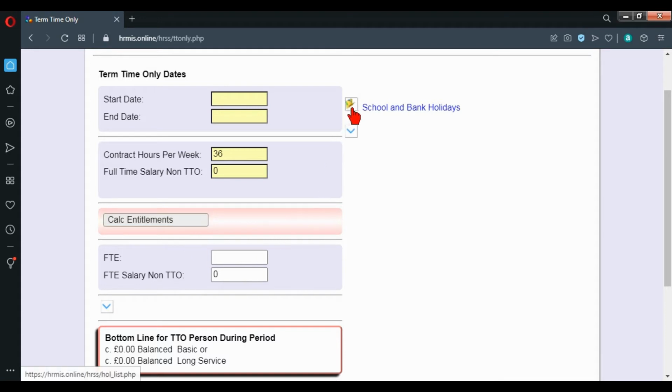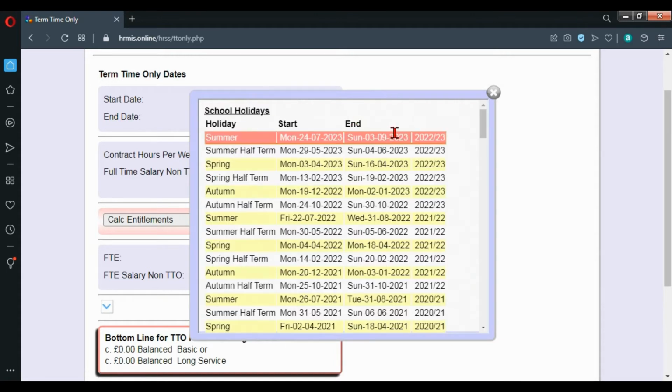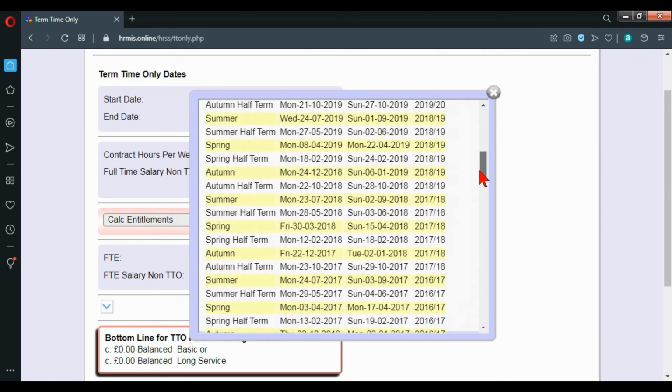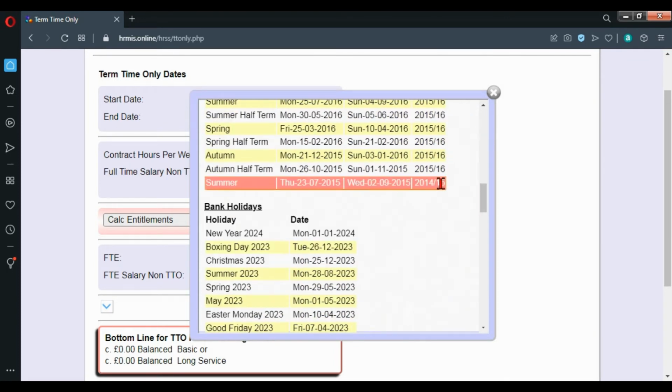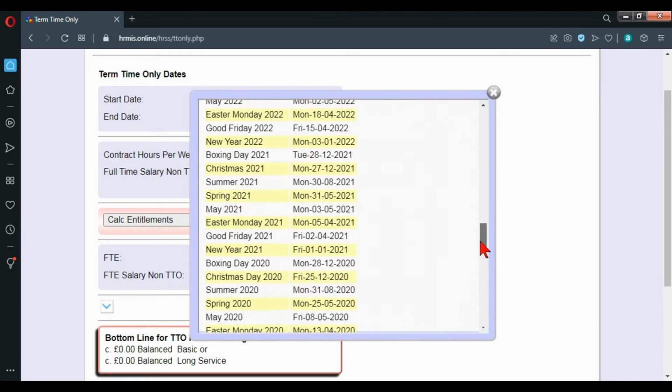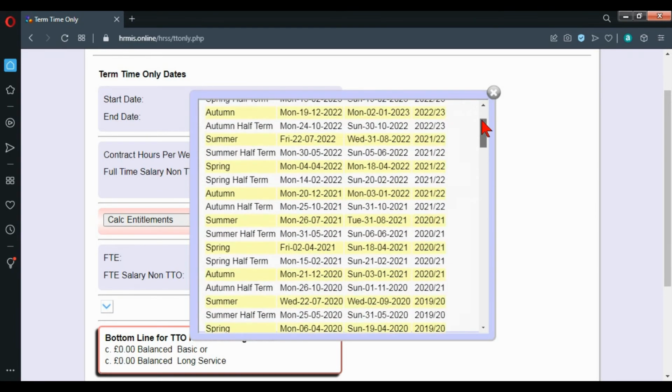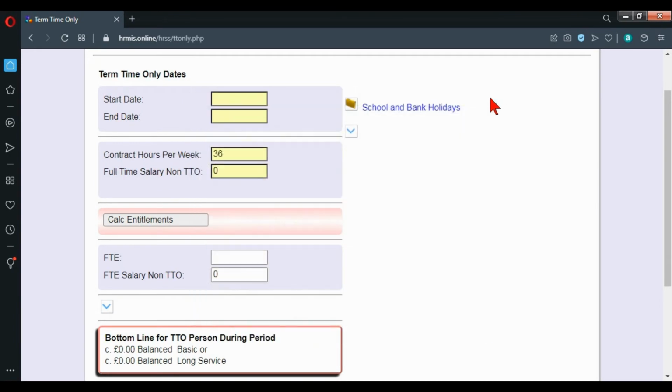In order to do its calculations, the system holds all of the fictional school's holidays and all of the national bank holidays. Your school dates may be different, so please treat this as purely for demonstration purposes. If you have watched the previous videos on annual leave and sickness, you will already know that in order to calculate properly, the system must hold a set of bank holiday dates. The school holidays are a new addition.